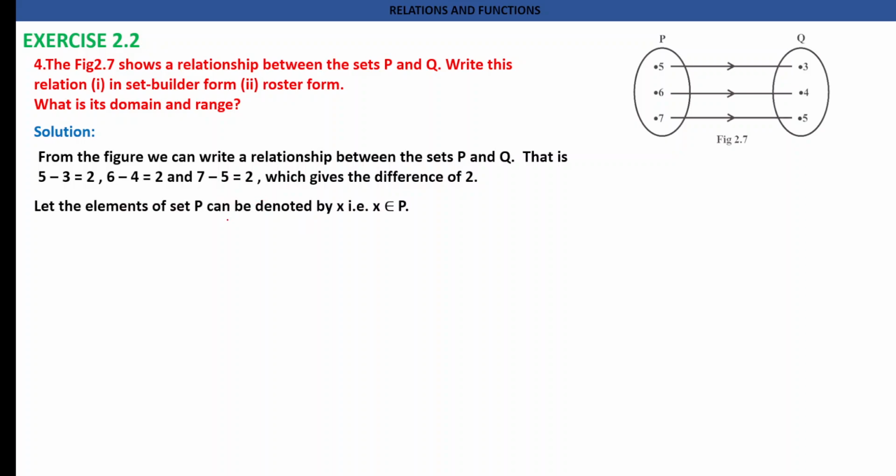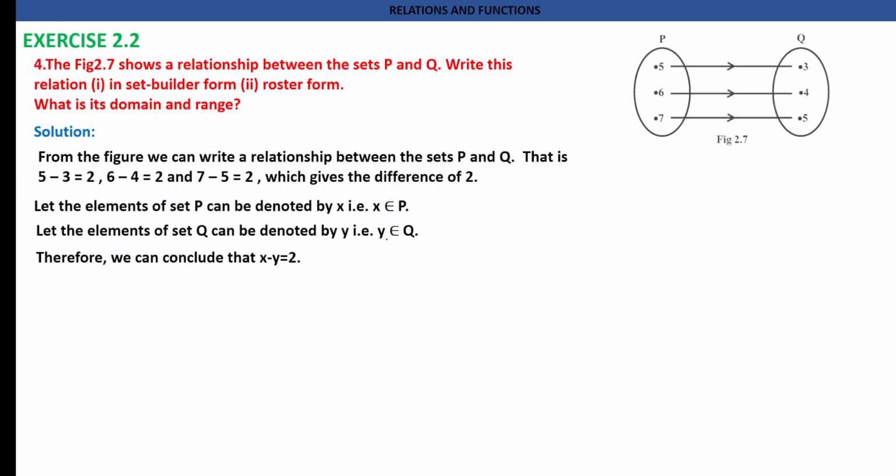Let the elements of set P be denoted by x, that is x belongs to P. Let the elements of set Q be denoted by y, so that y belongs to Q. Therefore, we can conclude that x minus y is 2. The difference between the elements in P and the elements in Q is always 2. In the set builder form, we can represent the relation R as (x, y) such that x minus y is 2, for x belongs to P and y belongs to Q.